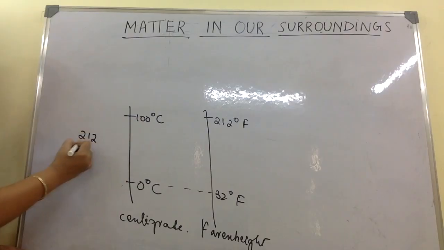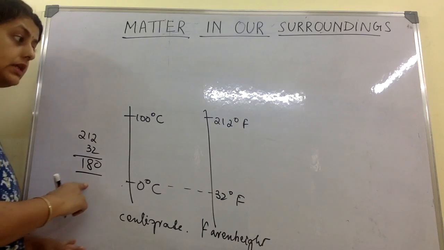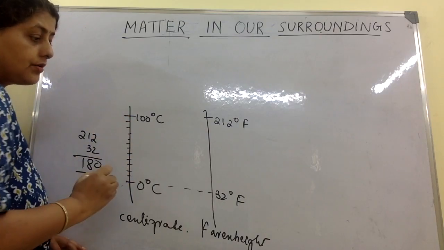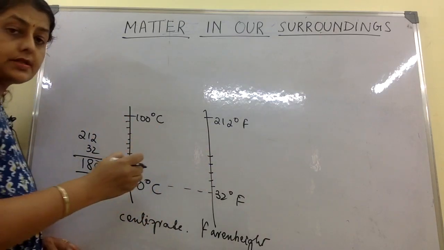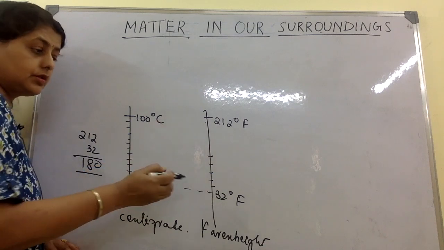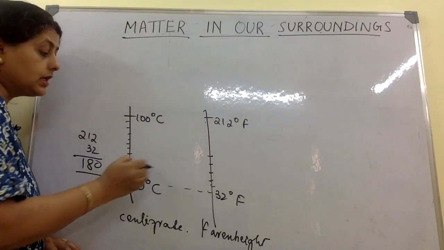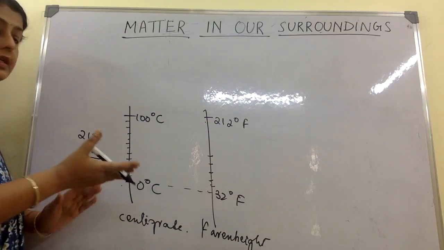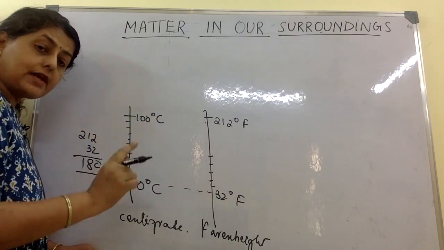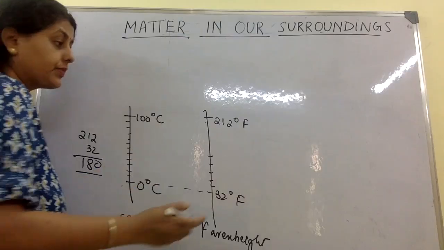So 212 minus 32 is 180. If this is distributed in 100 parts here, there has to be 180 parts there, I'm talking about graduation. If I split it, after 32 there is 33, 34, 35, like that, and to reach 212 I need 180 parts here. Here I need 100 parts. But the difference in heat is the same here and here. So in Fahrenheit the boiling point of water is 212 and the freezing point of water is 32.